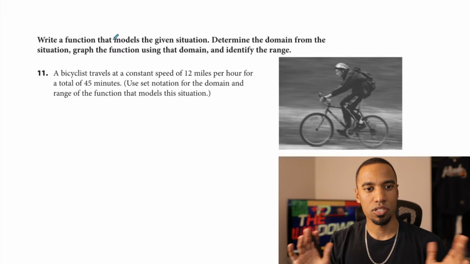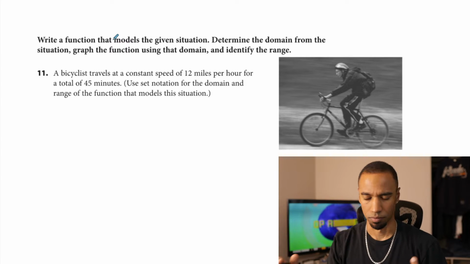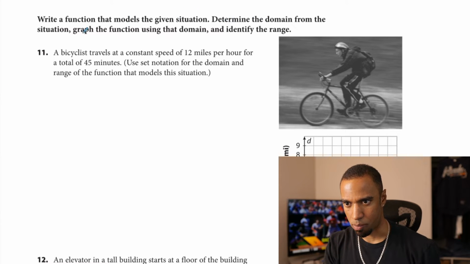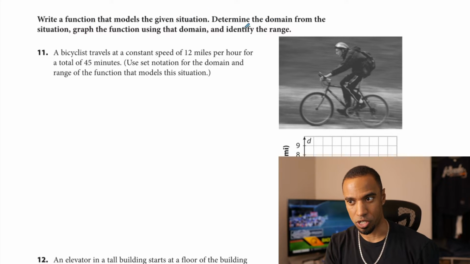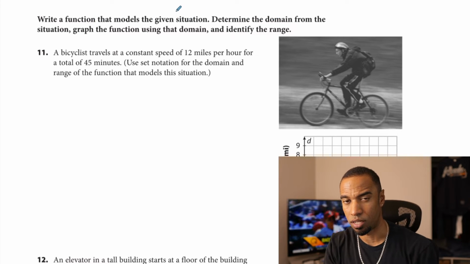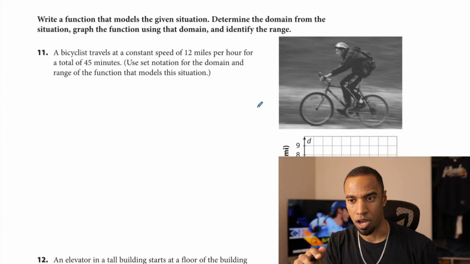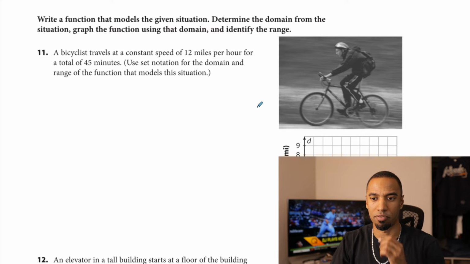Okay, guys, I'm going to run into the final 5 problems. I don't know if they all are, but I think they're all situational kinds of things, or at least they have some words in it. Write a function that models, determine the domain and range, graph the function using that domain. Oh, sorry. Determine the domain, graph the function, and identify the range. One more time, they are mentioning that domain can be identified early on based on the situation or equation. Range is better identified when you actually have the graph provided.